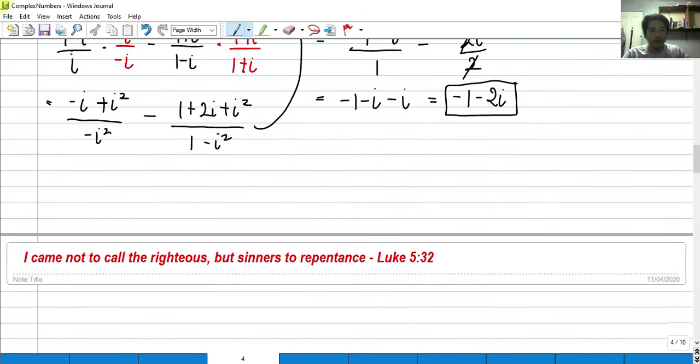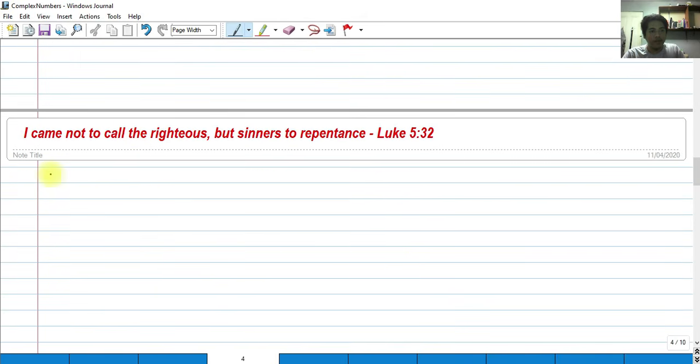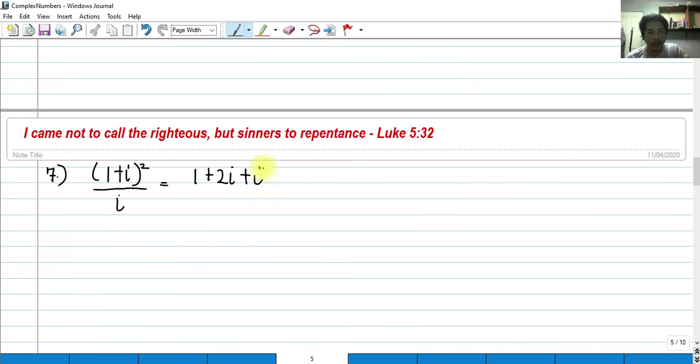So let's go now for number 7, if I'm not mistaken. So we have 1 plus i squared over i. So evaluate that. That's very easy. So what are we going to do? Again, simplify first the numerator. Okay, so what are we going to do? We have 1 plus 2i plus i squared over i.